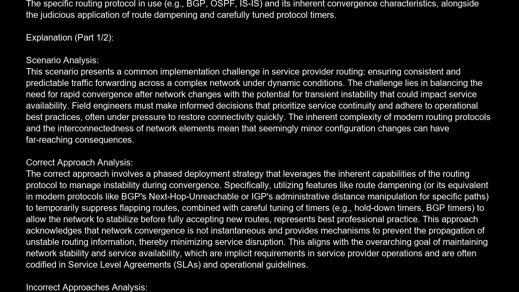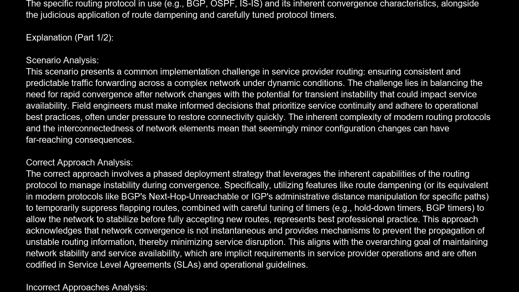This approach acknowledges that network convergence is not instantaneous and provides mechanisms to prevent the propagation of unstable routing information, thereby minimizing service disruption. This aligns with the overarching goal of maintaining network stability and service availability, which are implicit requirements in service provider operations and are often codified in service-level agreements, SLAs, and operational guidelines.